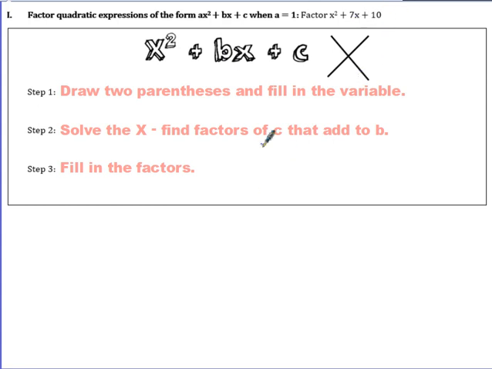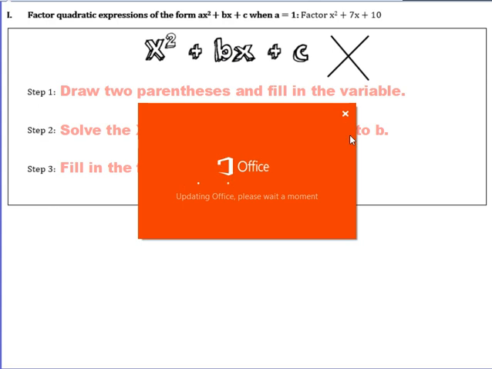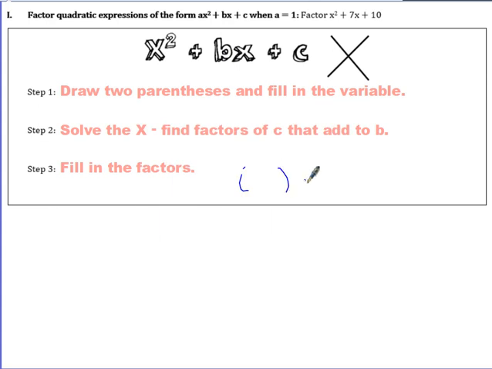Okay, I like to use a little x as a visual. Again, if you learned how to do this in Algebra 1 perfectly and you don't need that, totally fine. As long as we're getting correct answers, I'm good with it. So we're going to factor x squared plus 7x plus 10. My answer is going to be 2 different sets of parentheses, and there's going to be an x in each of those parentheses. Okay, then we're going to solve the x.